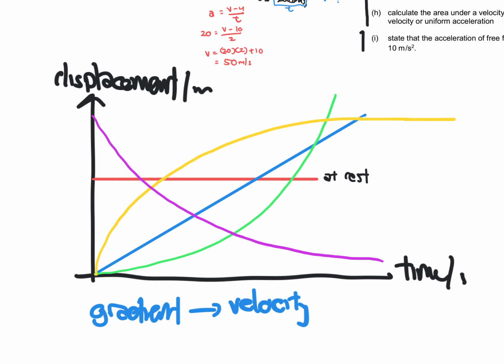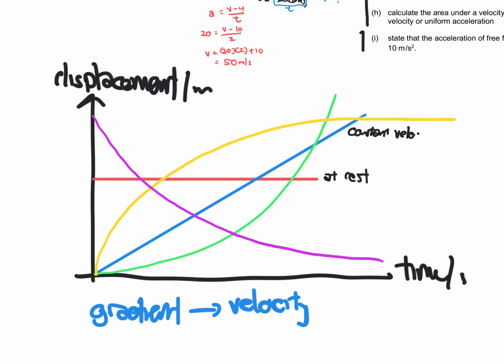Let's try again. Once again, for this displacement time graph, let's look at blue. This is a straight line. Oh, that means I have a constant gradient. Constant gradient, constant velocity. It tells me that the blue graph has constant velocity.